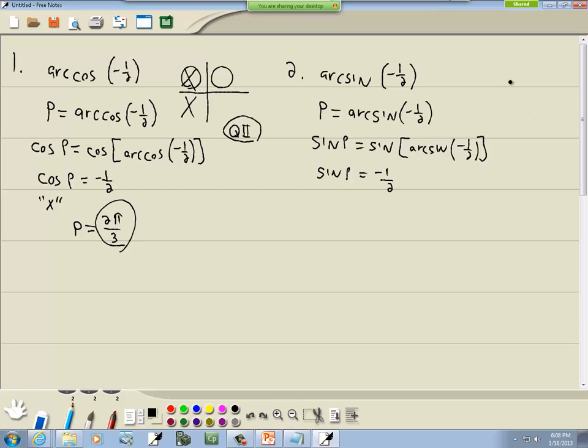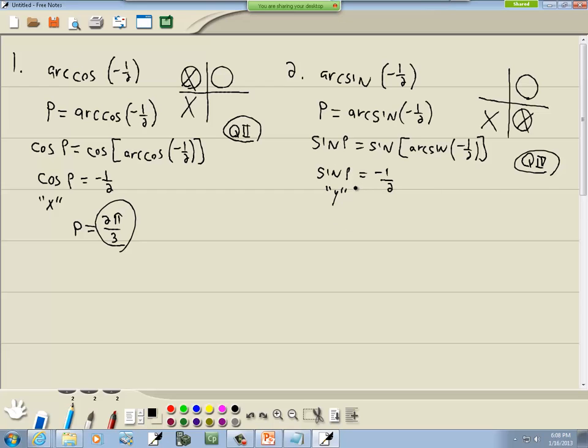Okay, let's think about our quadrants. Arc sine is valid in these two quadrants, from negative pi over 2 to pi over 2. And sine is specifically negative. Sine is our y. It's specifically negative in this quadrant and this quadrant. So the quadrant we're dealing with is quadrant 4.